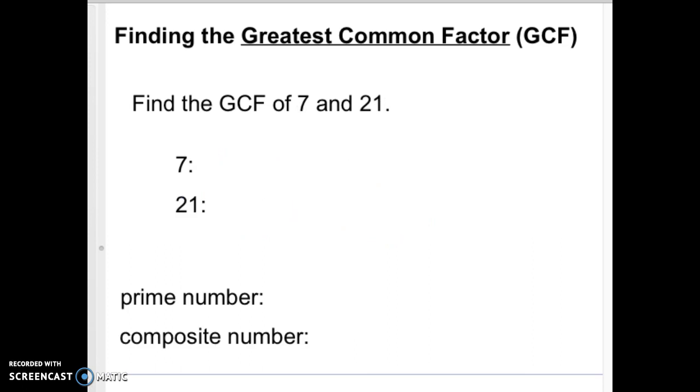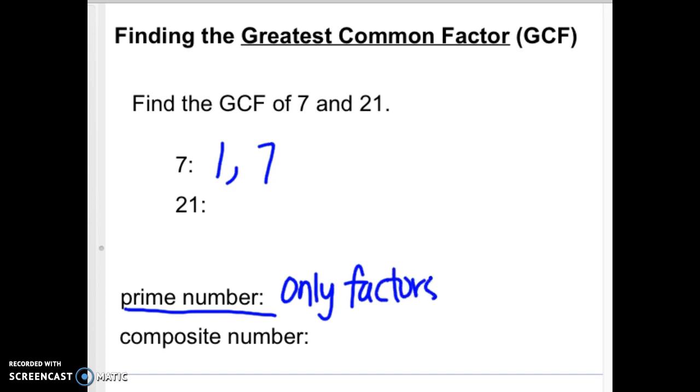Last example, find the GCF of 7 and 21. Same thing, I'm going to list all the factors. Now 7 is an interesting number. The only way I can multiply and get 7 is by doing 1 times 7. We call this a prime number because its only factors are 1 and itself. So no other numbers make up 7.